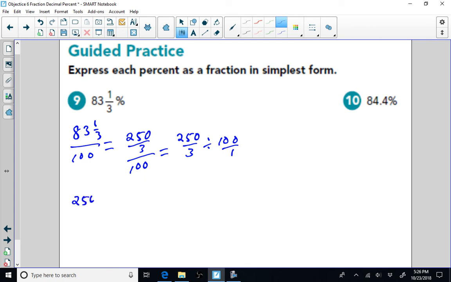Now, to do this part, I have to multiply by the reciprocal. So it's 250 over 3 times 1 over 100. I divide out first by 10, and then I could divide out by 5, so that's going to be 2. That's going to be 5. And I multiply numerator times numerator. 5 times 1 is 5. Denominator times denominator. 3 times 2 is 6. 5/6 is the same as 83 1/3 percent.